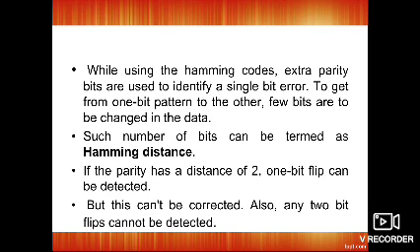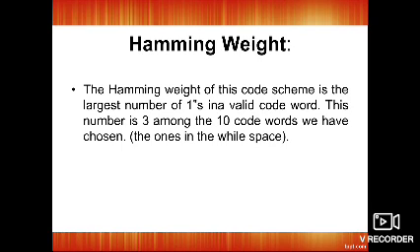A code is said to be a Hamming code when the minimum distance d is equal to 3, and it is able to detect 2 errors and correct 1 error. The Hamming weight of the code scheme is the largest number of ones in the valid codes. That is called the Hamming weight.